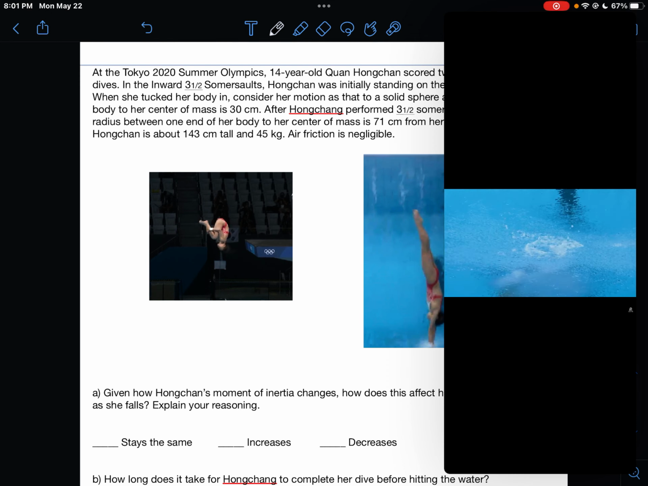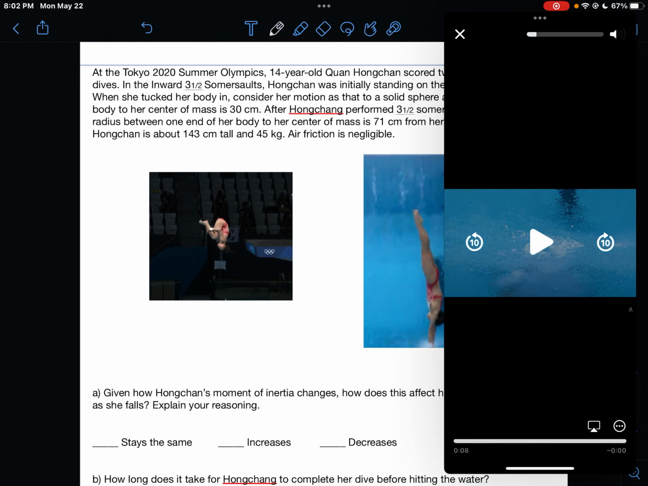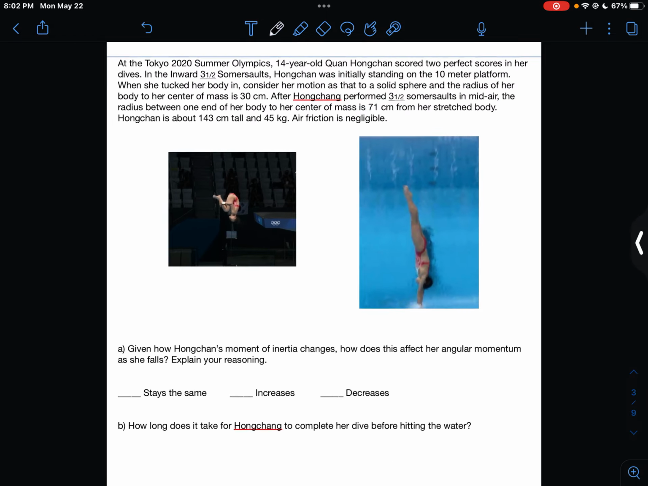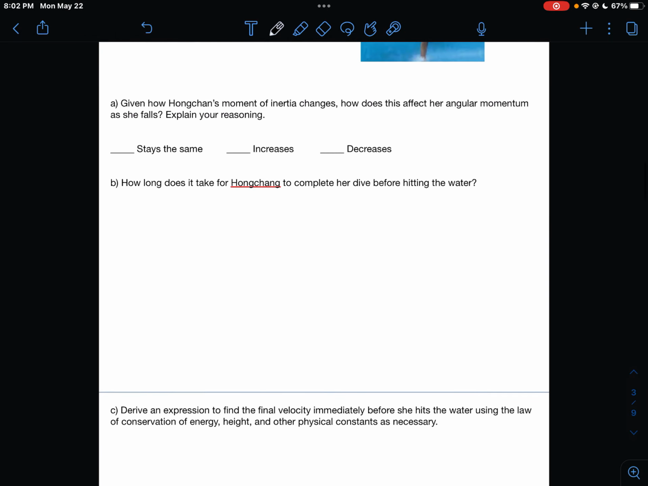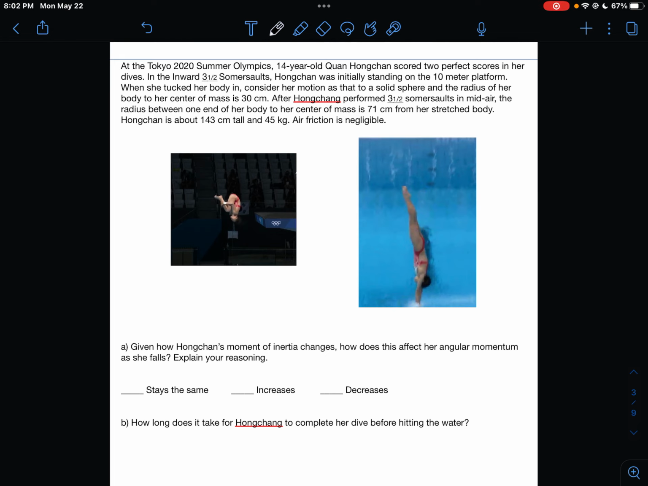Okay, so that was the video of the Olympic diver performing a dive. And just so you know, this is a slow motion of her dive, so it's not an accurate depiction of how long it took her to reach the water. Oh yeah, here's the problem again if you need to pause it and read it.